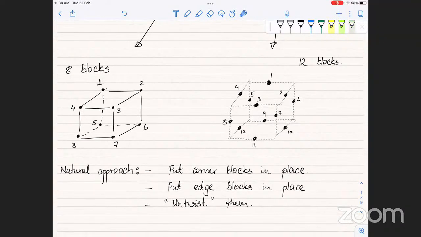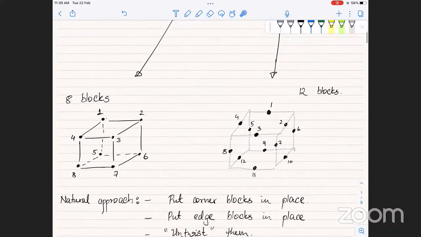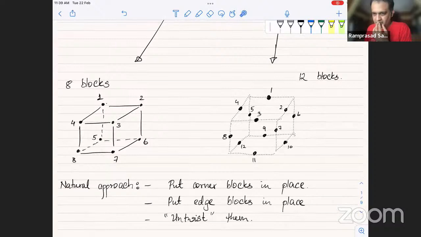Yeah. So one can ask, right? I don't know if it's true or not. Does putting the corner blocks or the edge blocks in place automatically fix the other one?